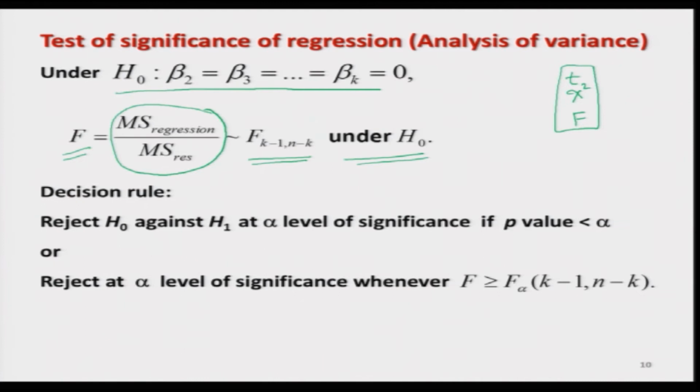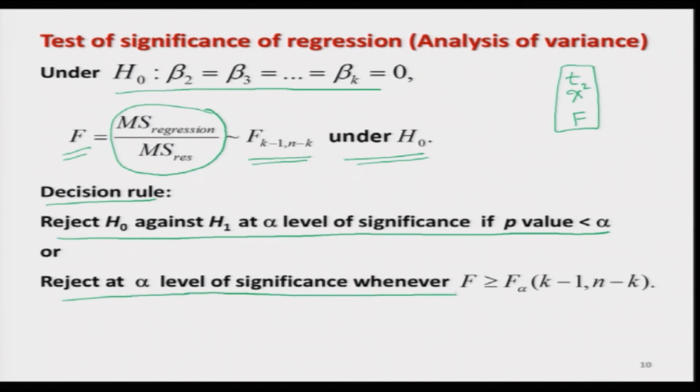Now, you simply have to define the decision rule, which is the same as what you defined in the earlier case: reject H naught against H 1 at alpha level of significance if the p value is smaller than alpha, or if you want to go with the critical value, you have to keep in mind that you reject H naught at alpha level of significance whenever the calculated value of F which you have obtained from here is greater than the tabulated value of F. This value can be obtained from the tables.